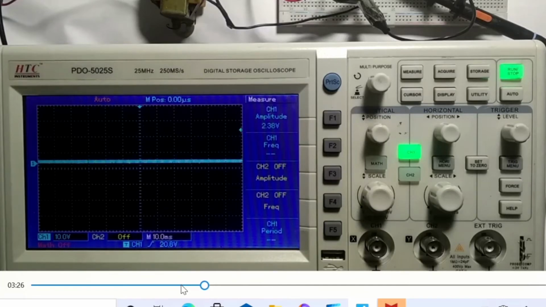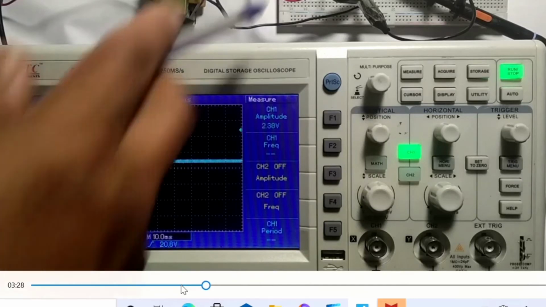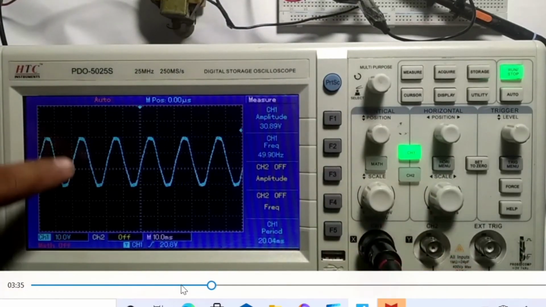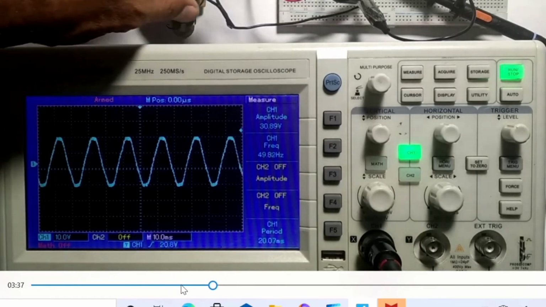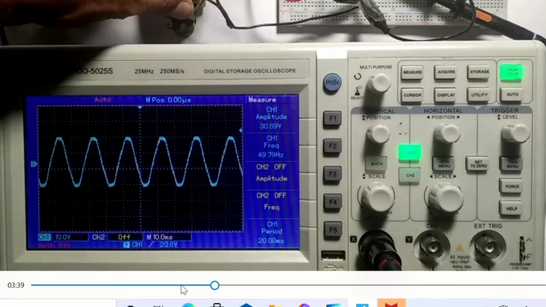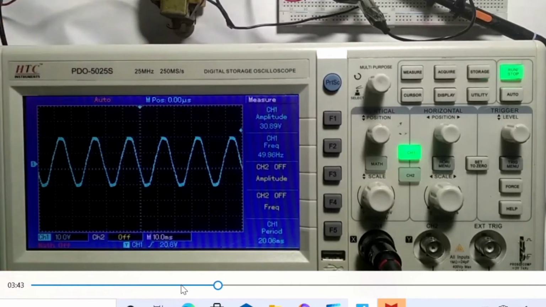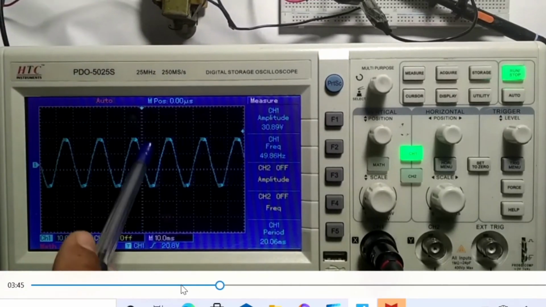See here it is set with a 0 initial condition. We are connecting the CRO probes across the 1 kilo ohm load resistor. Channel 1 is connected. We have two probes, one for measuring the AC voltage. So this is a sinusoidal AC voltage that appears here.